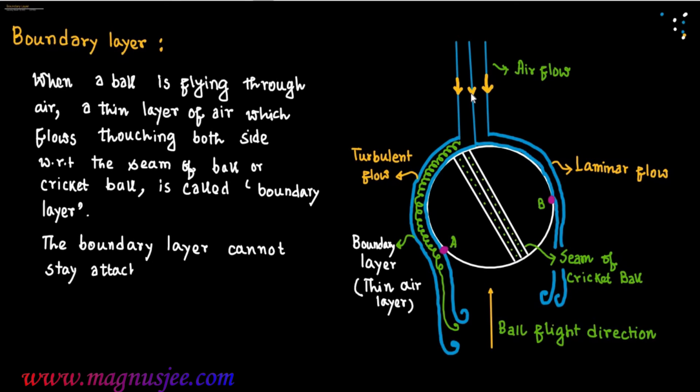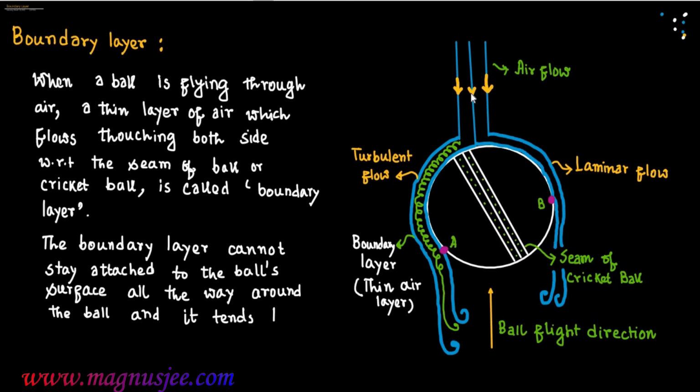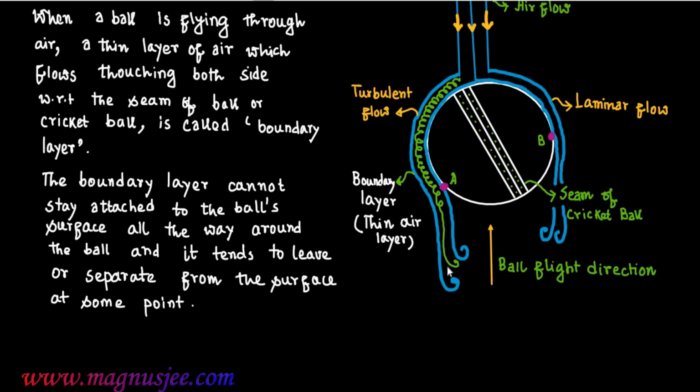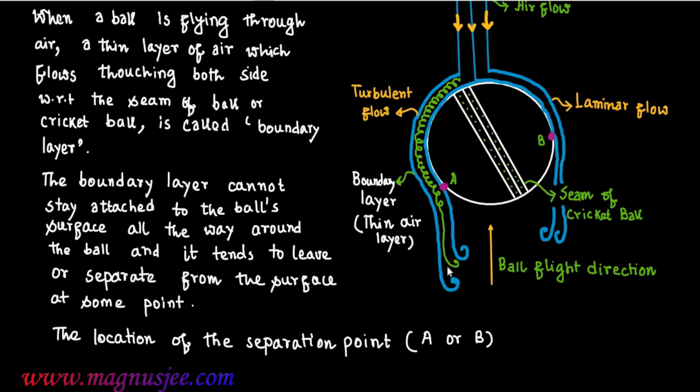This boundary layer cannot stay attached to the ball surface all the way around the ball, and it tends to leave or separate from the surface at some point. A and B are the two points at which the boundary layer will be separated from the ball. The location of the separation points A and B determines the pressure.